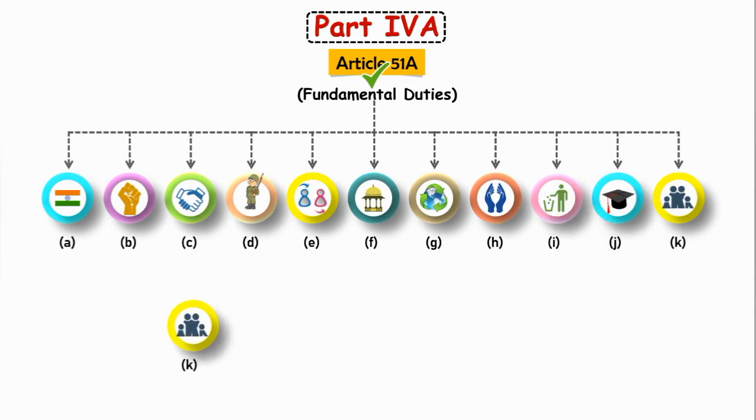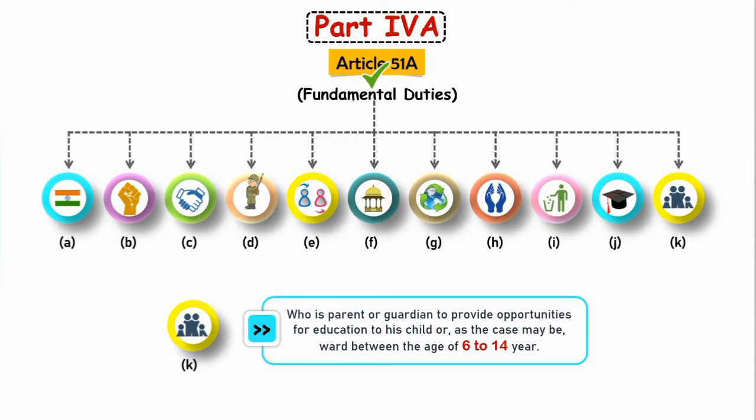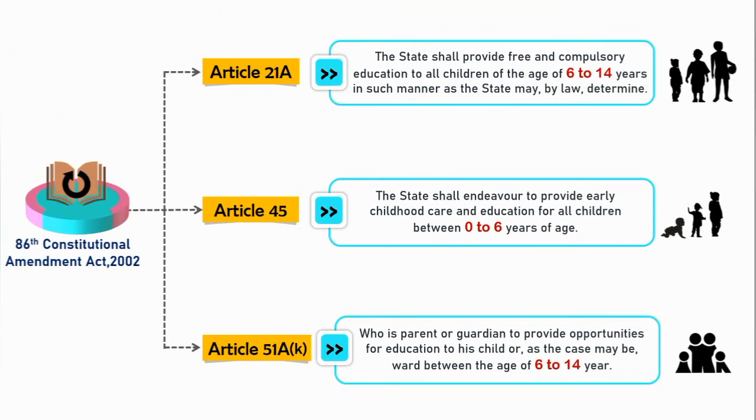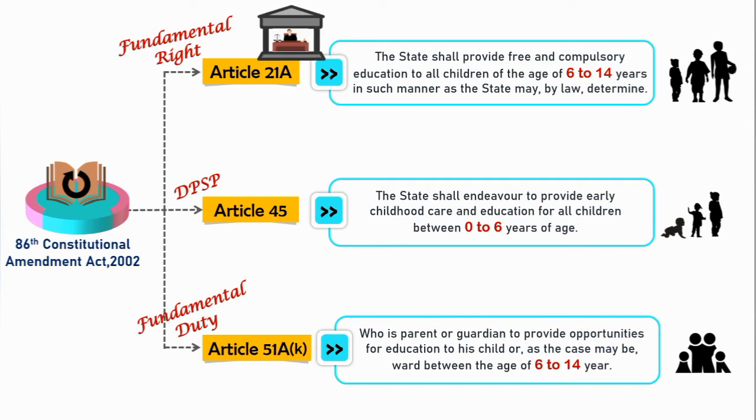By adding clause K, it was said that along with the state, it is also duty of parents or guardians to provide education to their children of 6 to 14 years of age. So these three major changes were done to the Indian Constitution by 86th Amendment Act of 2002. Article 21A as a fundamental right, Article 45 as a DPSP, and Article 51A Clause K as a fundamental duty. Article 21A is legally enforceable in the court as it is a fundamental right, whereas Article 45 and Article 51A are not legally enforceable in the court.